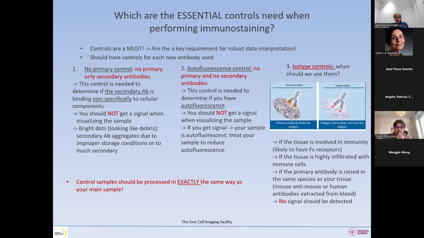Your tissue that you are working with. For example, mouse anti-mouse and human antibody, which are extracted from blood, for example. And again, no signal should be detected.